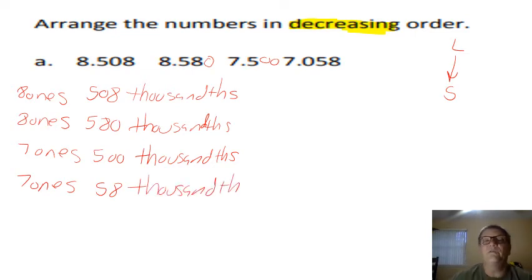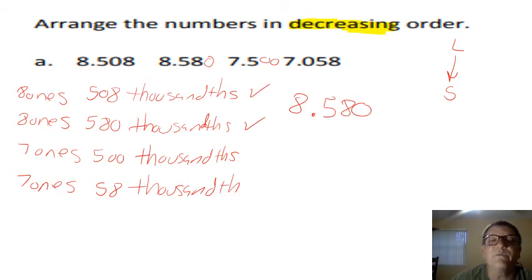So now for decreasing, we need to find the largest number. And we can see the largest number is going to be the 8 ones. And then we look at 8 ones, we see 580 thousandths. So I know my largest one is going to be 8 and 580 thousandths. So that's that one. Then obviously my next highest one is going to be the other one, which is 8 and 508 thousandths.